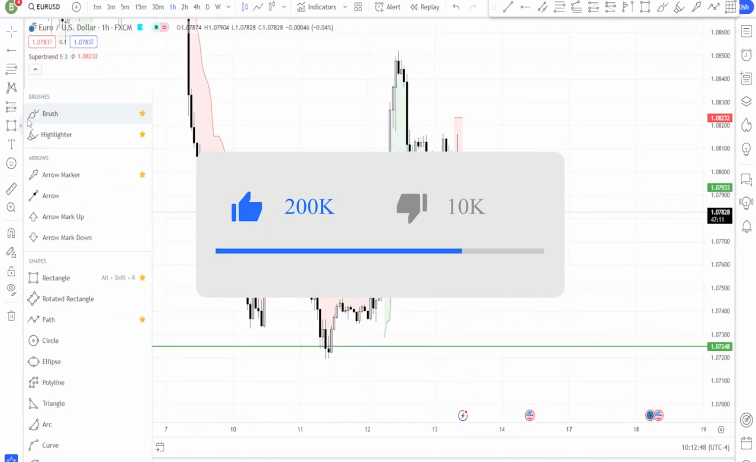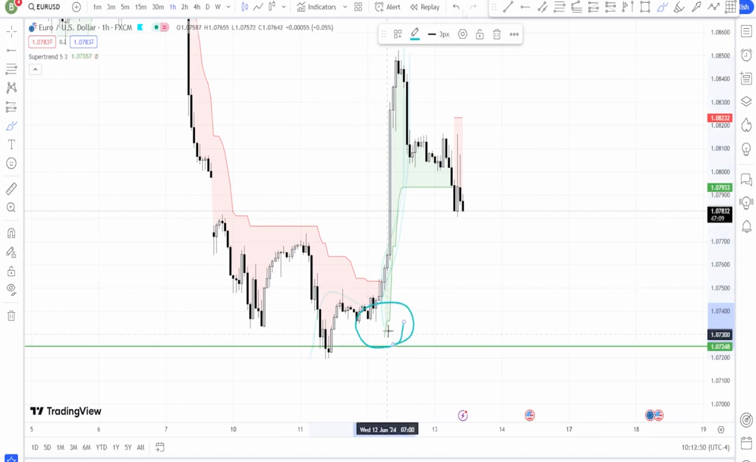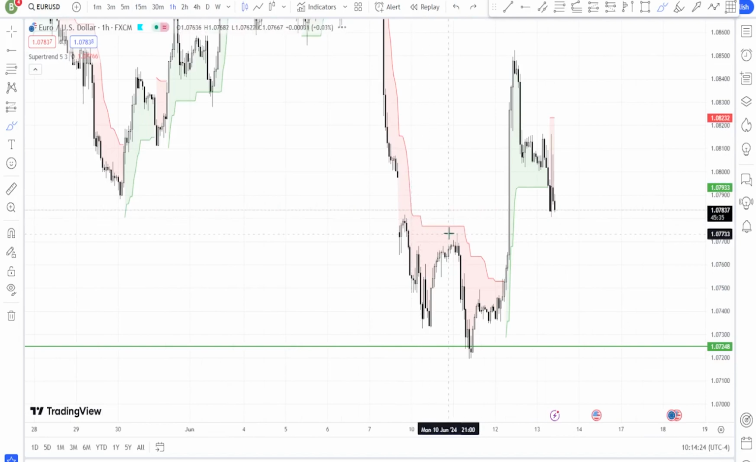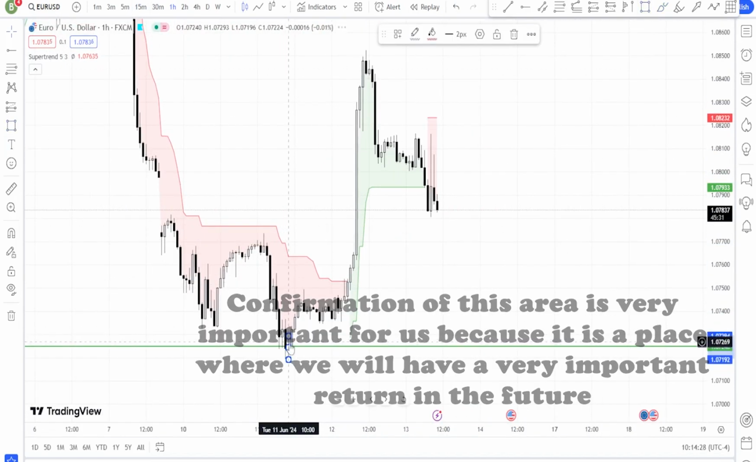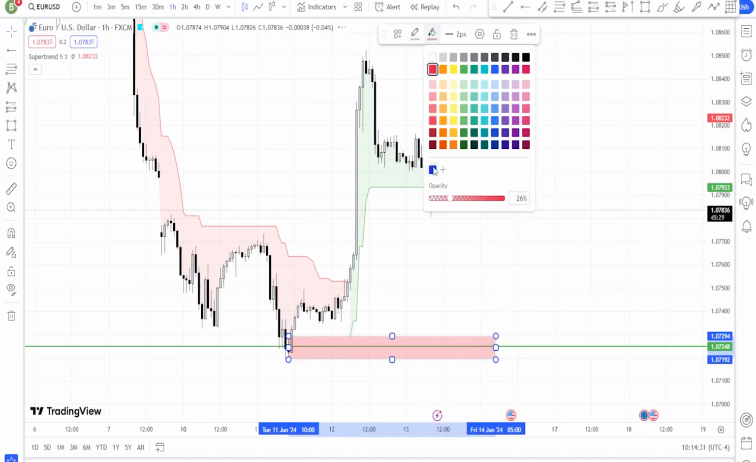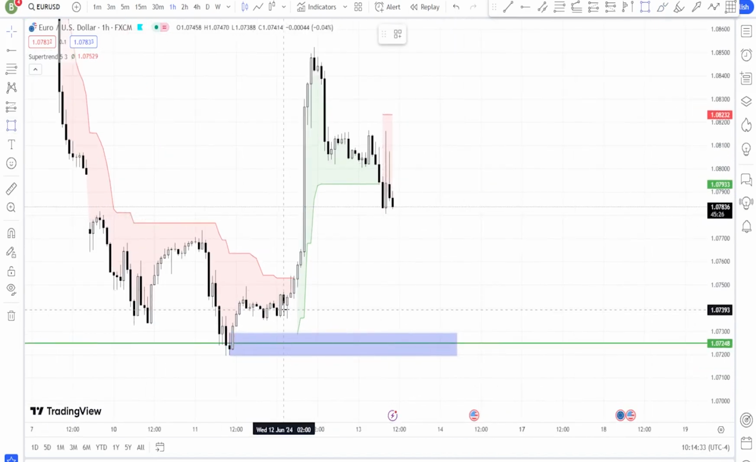Let's go to the most important strategy from which you can learn a lot. How can I confirm the supertrend indicator with support and resistance levels? 1. Look for key support and resistance levels. Identify key support and resistance levels on the chart, such as the previous peak and trough.